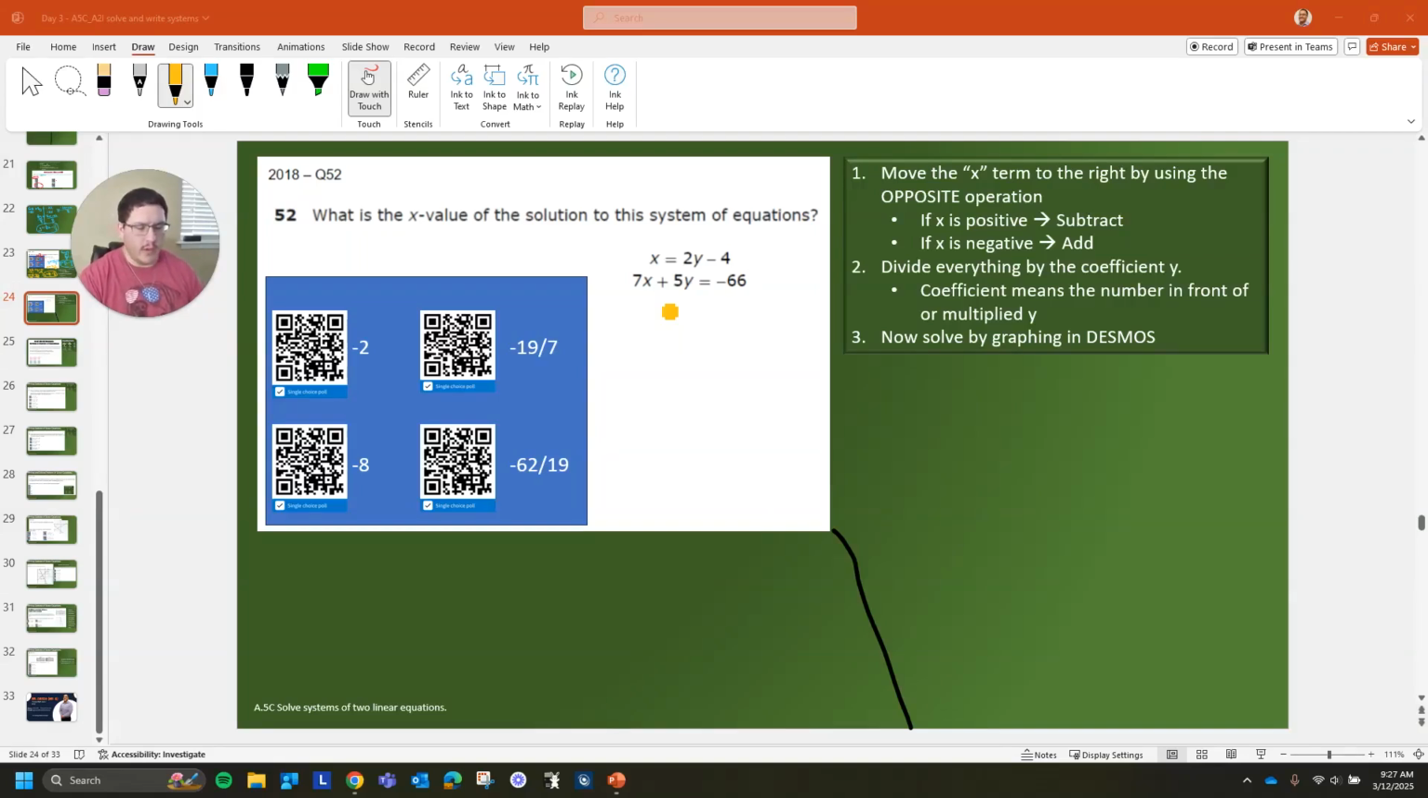Here's another STAAR test question we may see. What is the x value of the solution to the system of equations? Again, just like with the previous problems, we have two different equations. Notice how each one does not have the y by itself. So it's our job to get the y by itself so that we can use Desmos to graph them and then find their solution. However, we don't want just the solution. We want to find the x value of the solution.